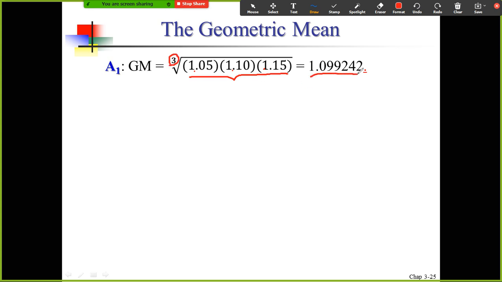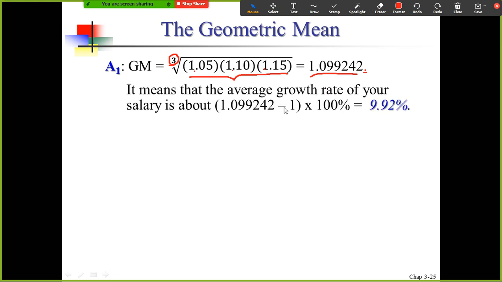Okay, so this is the total. But this is not the growth rate. This is the geometric mean. But we want to find the growth rate. How to find the growth rate? We talk only about growth, not about the base. That's why we take the 1 off. Take the base off in order to find the growth rate. Growth rate means a growth percentage change. In order to find the percentage change, take the base off. The base is 100%. That's why you multiply by 100.